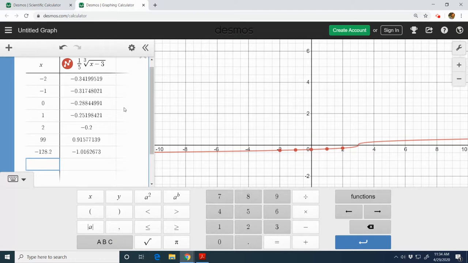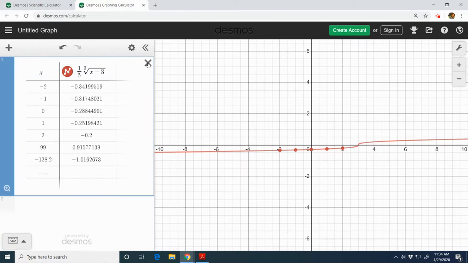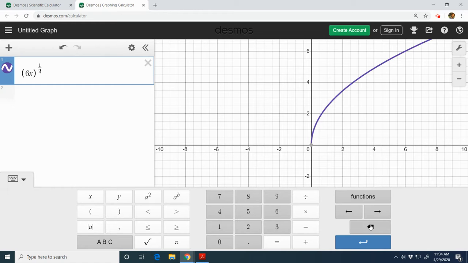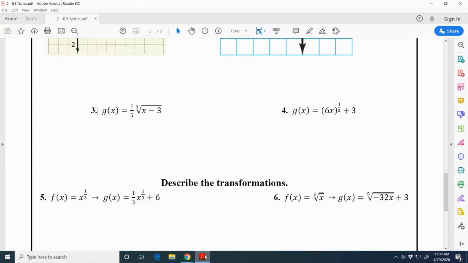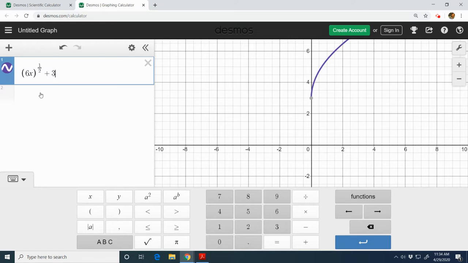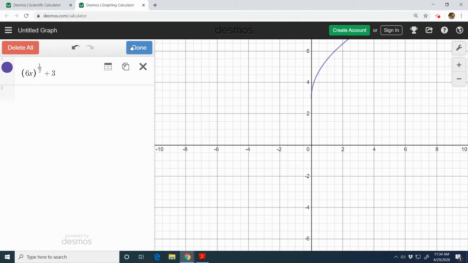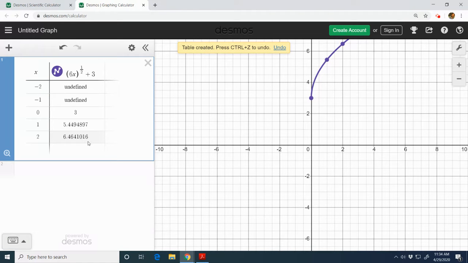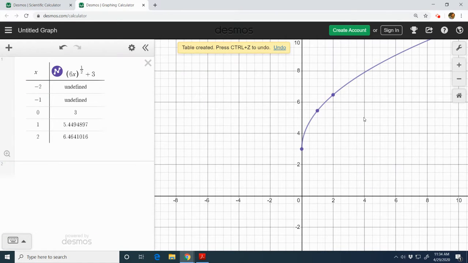If I want to look at that in the graphing calculator, let me just X this out. So we had in parentheses 6x times to the power of 1 over 2. And then I had plus 3, right? And so I typed in the value of 2, right? So I'll hit this gear button and then 2, 6.46. There it is. So it's kind of neat to have this.